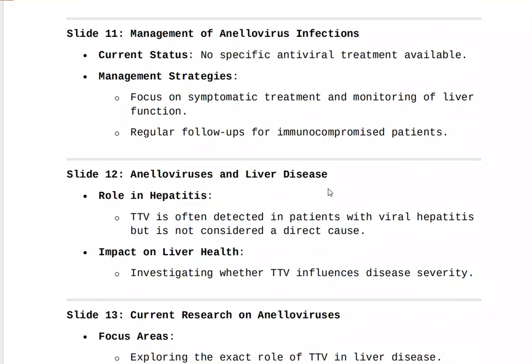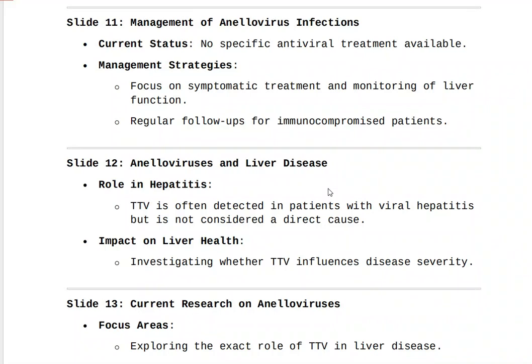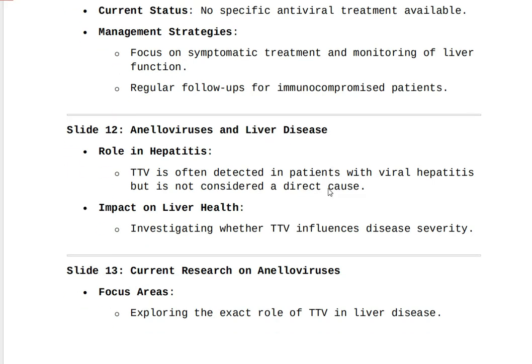Management. Currently there is no antiviral treatment available for infections. Management strategies should focus on symptomatic treatment. So just like in other viral infections, we should address the symptoms rather than the disease. If there are liver implications, naturally we have to focus on directing those symptoms.